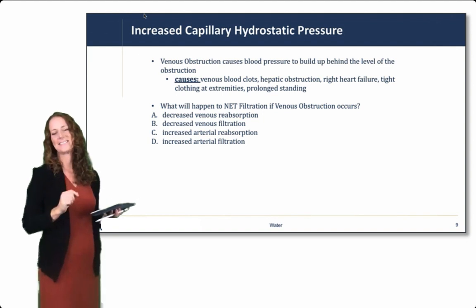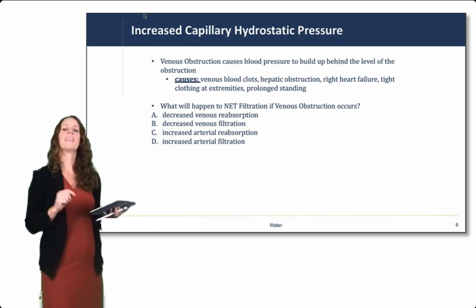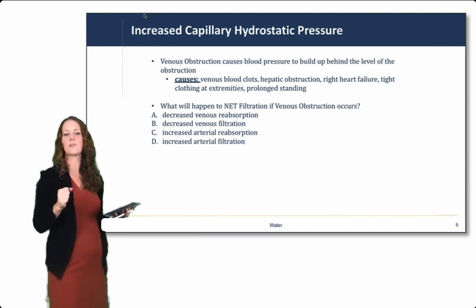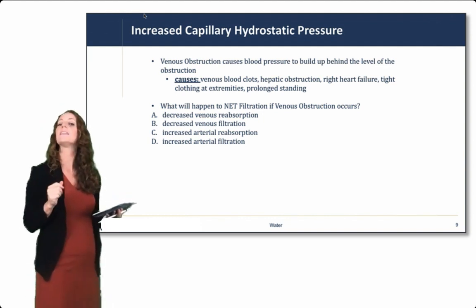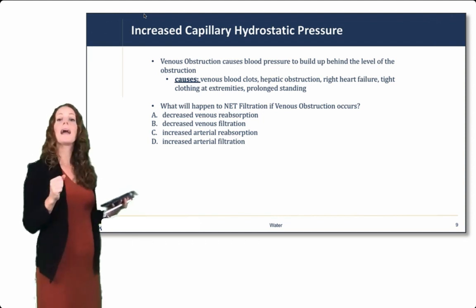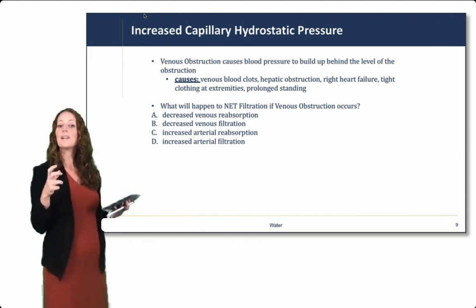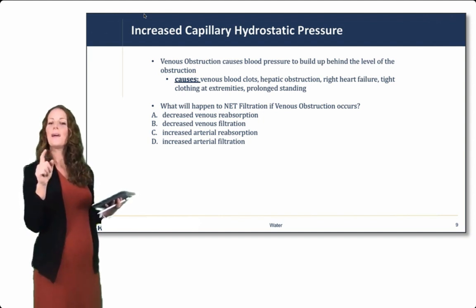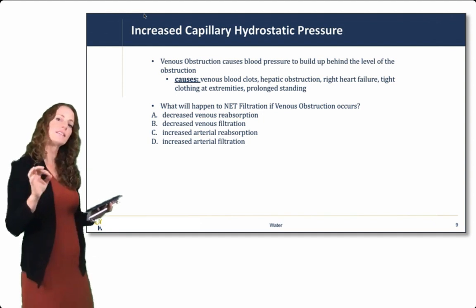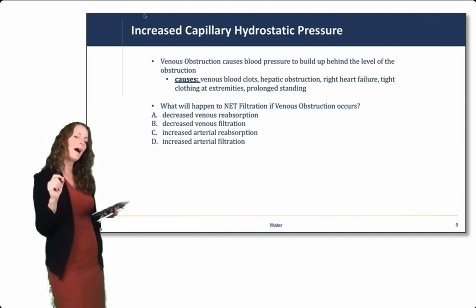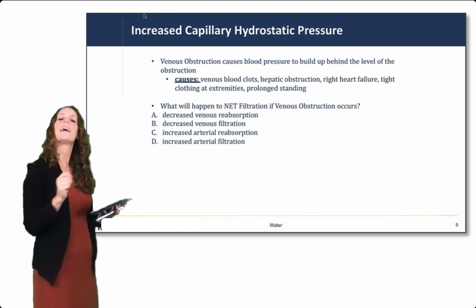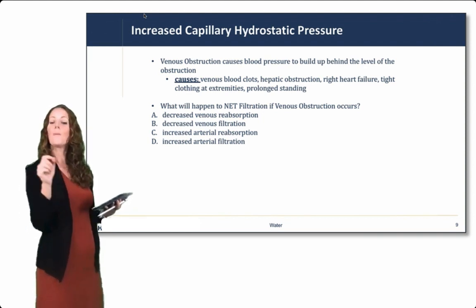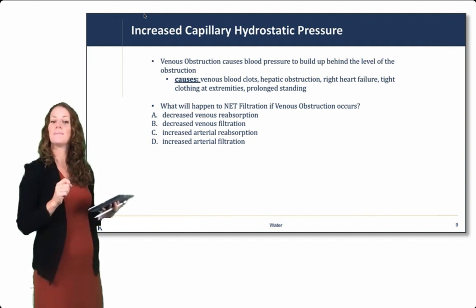Let's apply this. Venous obstruction. Venous obstruction causes blood pressure to build up behind the level of the obstruction. For example, you have a venous blood clot, some kind of hepatic obstruction, tight clothing at the extremities, prolonged standing. What will happen to the net filtration if venous obstruction occurs? Pause for a minute and do this in your diagram. Block off the venous pathway. What would happen at the venous end?